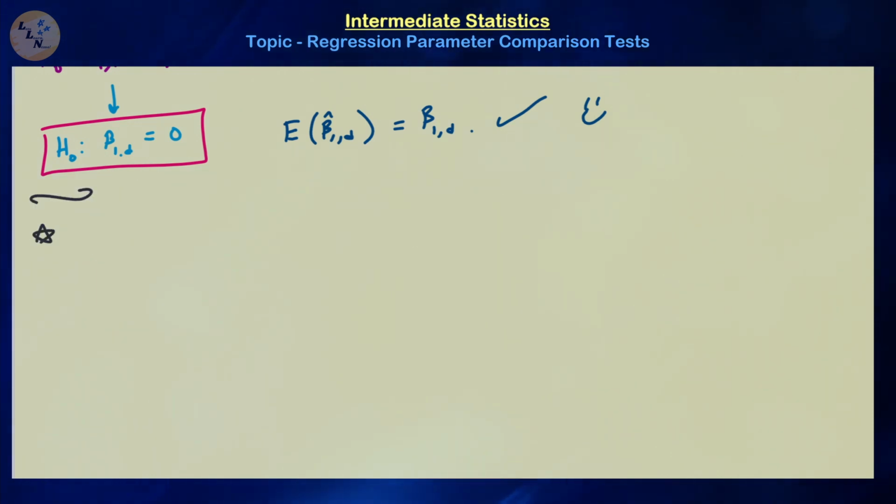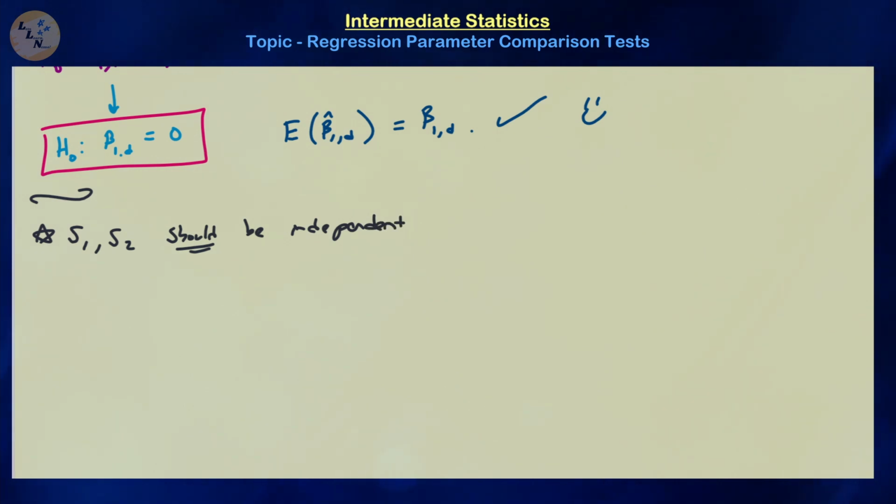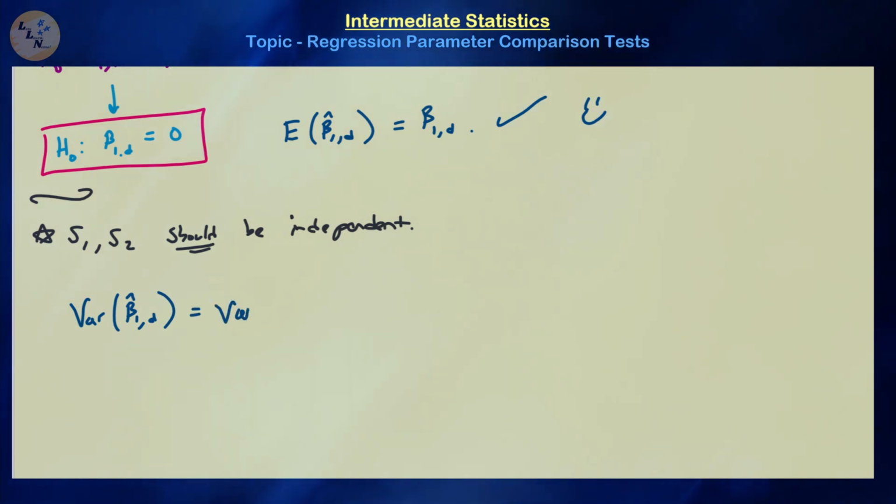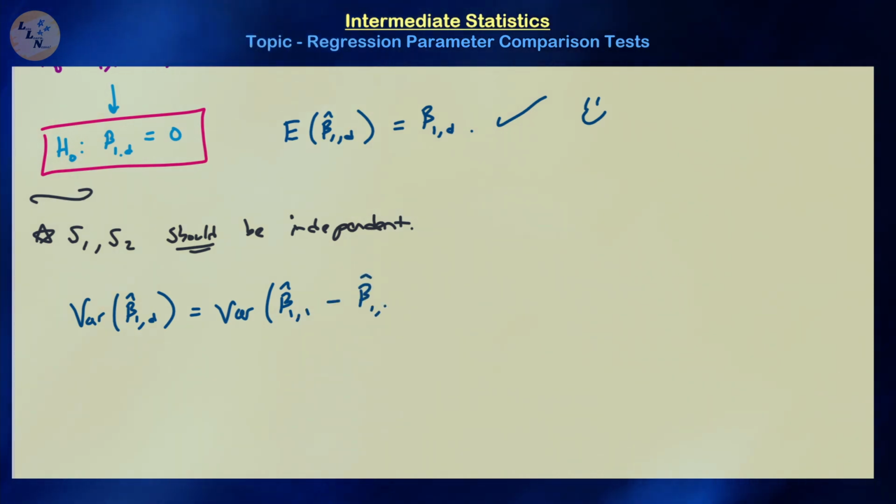It's very important to note that these samples S1 and S2 should be independent. If they're not independent, of course the math gets extremely messy. We're not going to be considering that dependent case, so let's just assume they're independent to make things easy, just for now. So what is the variance of that random variable? The variance of the difference in slopes is going to be equal to the variance of beta hat 1,1 minus beta hat 1,2.